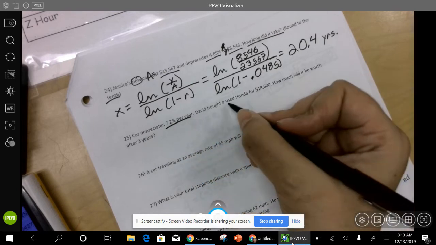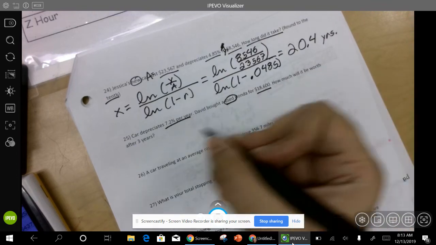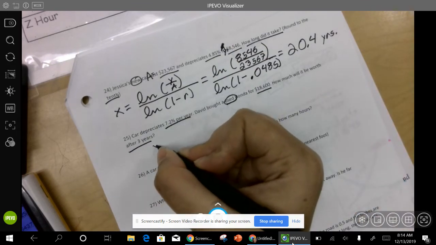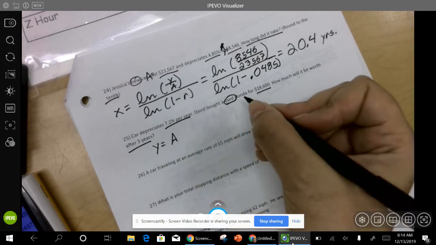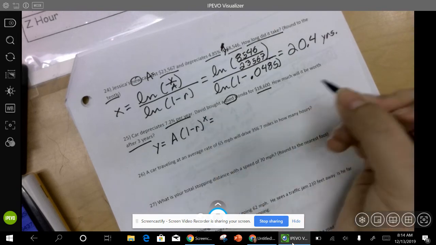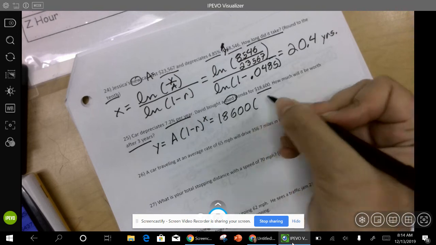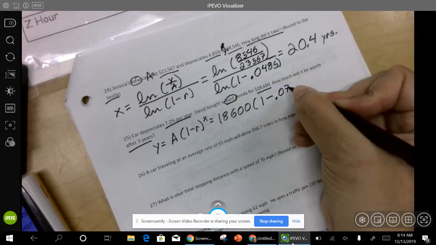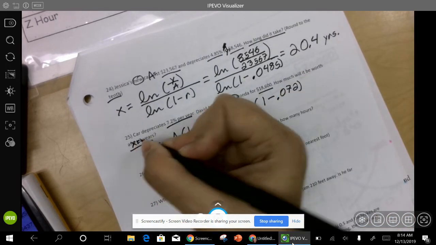David bought a used Honda for 18,600. How much will it be worth after 3 years? Okay, so everybody, that means we're solving for y. So y is equal to the starting price, and then 1 minus the rate as a decimal, raised to the x. So he bought it for 18,600. And then 1 minus the rate as a decimal, so 0.072. And after 3 years, so everybody, that's our x value.